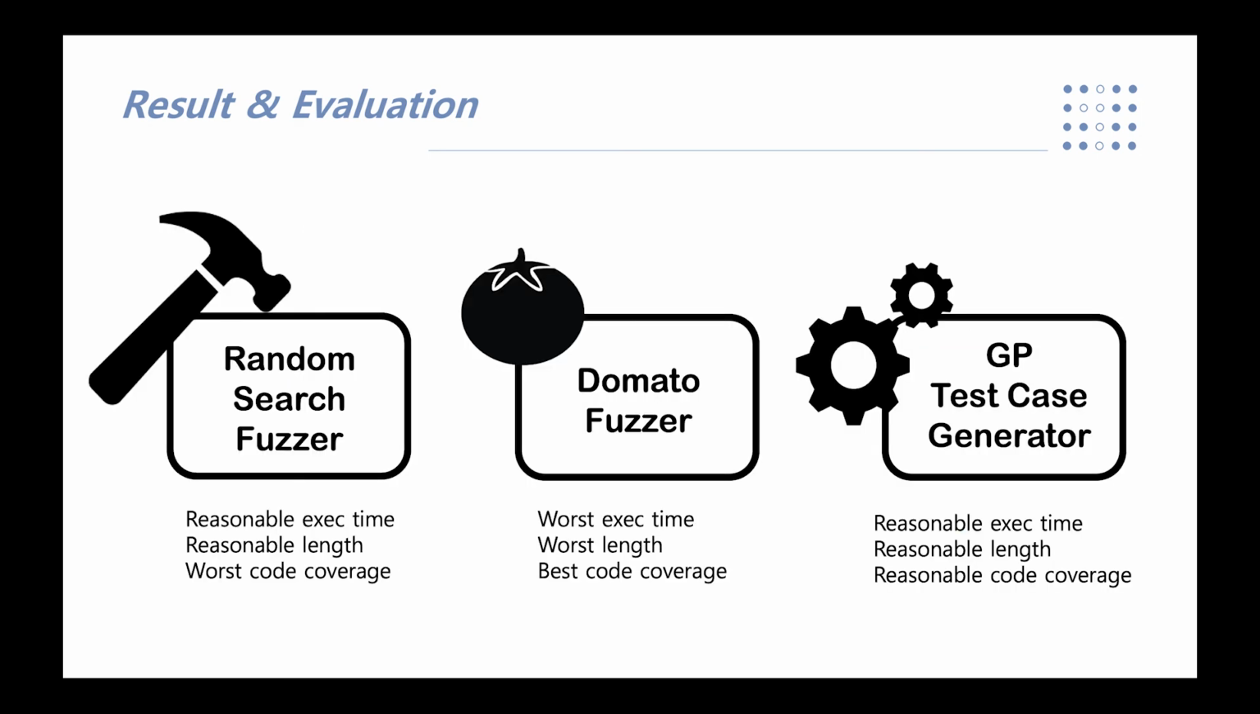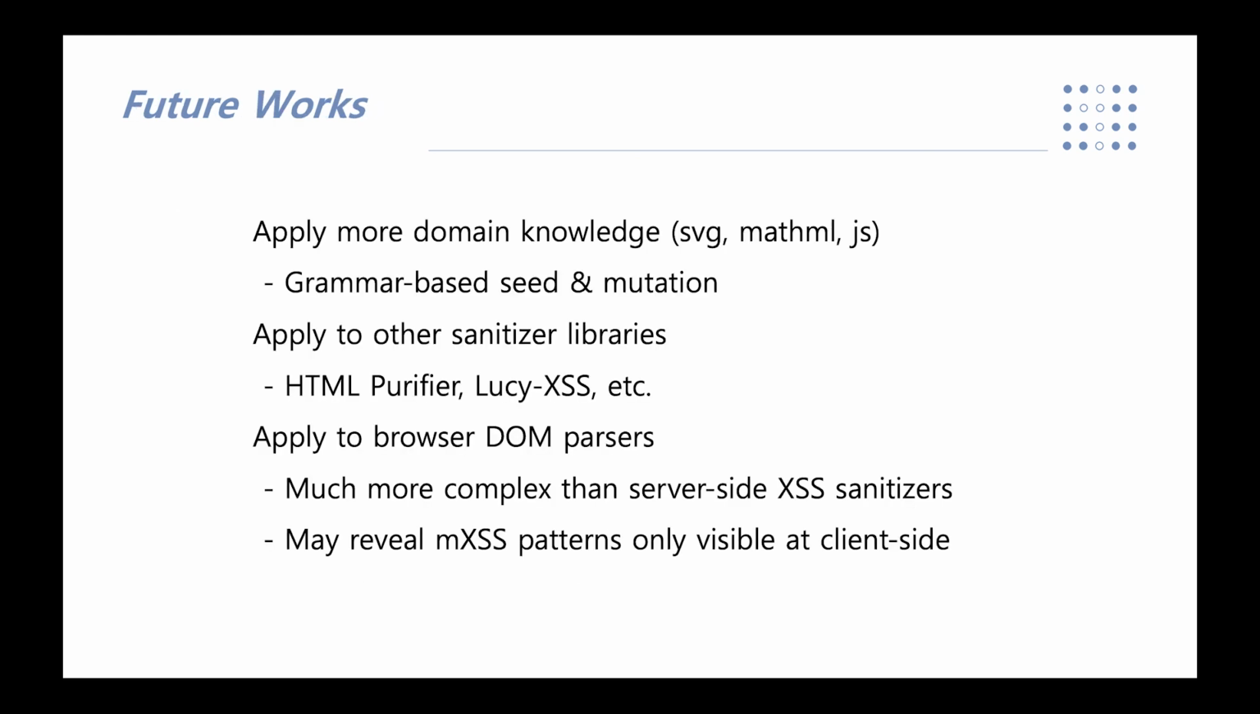The results are as follows. Random search fuzzer achieves reasonable execution time and test case length, but has worst code coverage. Tomato fuzzer, on the other hand, achieves best code coverage, but has worst execution time and length. Our GP test case generator has all three characteristics of reasonable execution time, reasonable length, and reasonable code coverage.